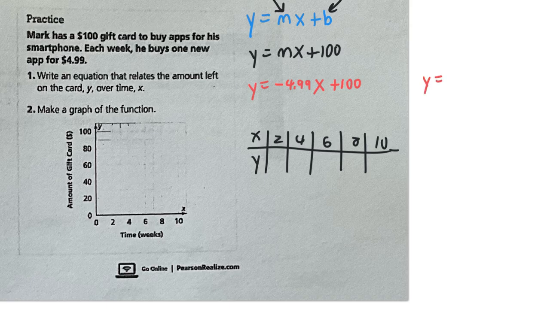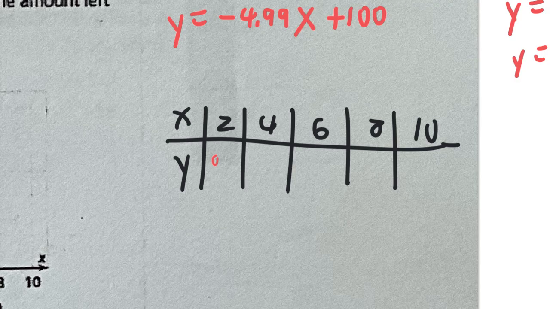If you were to plug 2 in, it would be y equals negative 4.99 times 2 plus 100, right? And I think for my student watching, I think you had mentioned that you're allowed to use a calculator. So I'm going to use a calculator for this. Now, worst comes to worst, if you can't use a calculator, yes, you're just going to have to work this out, unfortunately, and then add 100 to the result. So this is going to be $90.02. So I'll write that here.